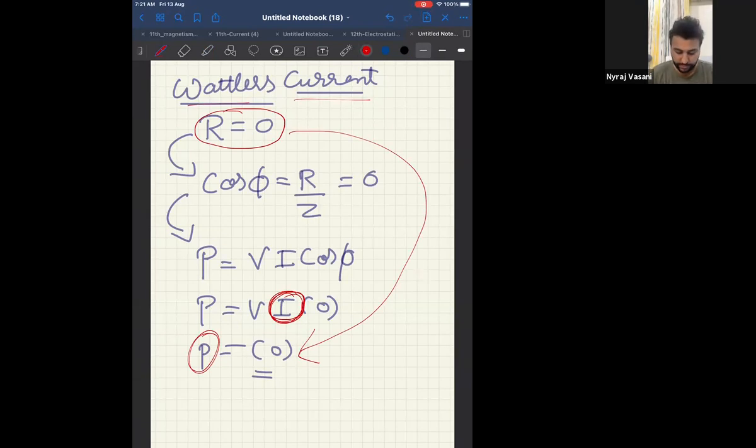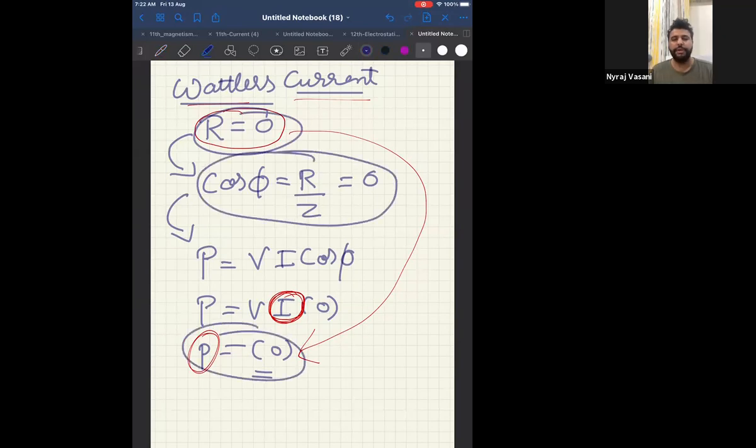Now look at your module, page number 45. See the side heading wattless current. See what is written. In an AC circuit, if R is equal to zero, cos phi is zero, therefore my power is zero. That means in a resistance-less circuit, power consumed is zero. Such a circuit is called a wattless circuit, and the current flowing is called wattless current. Did you understand this? Now, what they have written in words, I have shown you in terms of mathematical formula. So I want you to write both. Remember, all these conditions are for wattless current. R equal to zero, cos phi equal to zero, and P equal to zero. These are all conditions for wattless current. Make a note quick.